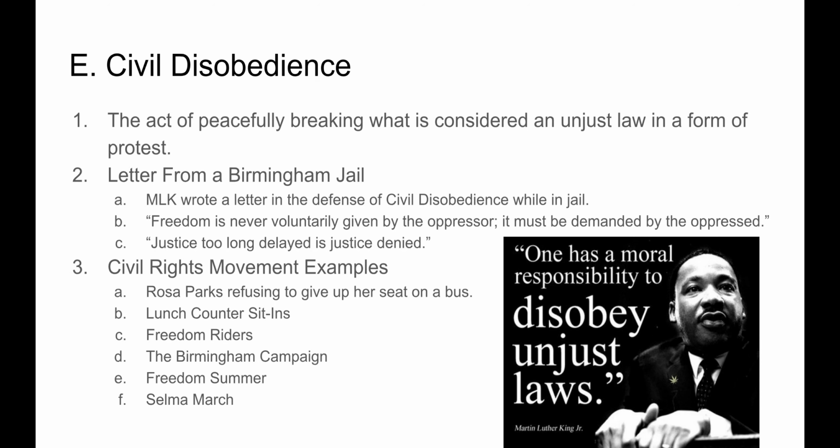The primary example here is when Martin Luther King Jr. was arrested during the Birmingham campaign, which we'll watch a video later in class that goes into more detail here. But Martin Luther King Jr., while he's in jail, writes this letter, known as the Letter from Birmingham Jail, in defense of civil disobedience. Some of the famous quotes here: freedom is never voluntarily given by the oppressor, it must be demanded by the oppressed. And justice too long delayed is justice denied.